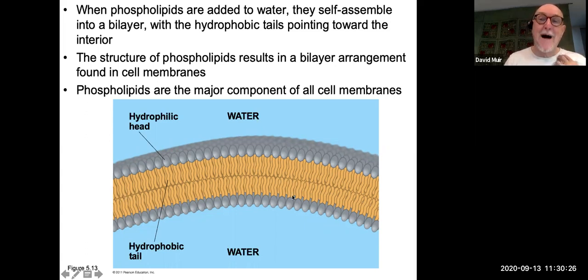But it's made this bilayer. And that is exactly the structure of the cell membrane. That is what makes up the skeleton of the cell membrane. So phospholipids are the major component of cell membranes. They're critically important to the structure and functioning of the cell. Just remember, they do this because part of them is hydrophobic, part of them is hydrophilic.